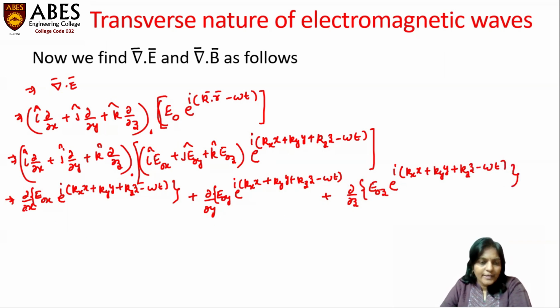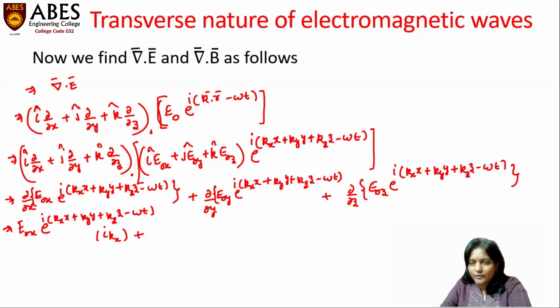Now we will differentiate del over del x. This term with respect to del over del x: so this E0x is the constant magnitude in the x direction. It will be the same E0x. And now we will differentiate e raised to the power i kxx. It is the same i(kxx plus kyy plus kzz minus omega t), and the component of x is ikx. So I will write ikx.